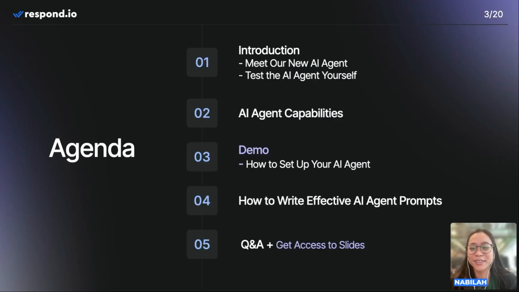Before we jump into the good stuff, I want to go through the agenda we have for you today. It's very simple and very quick. We're going to do five things. The first one, introduction. You'll get to meet our new AI agent and even test it for yourself. Second, we're going to cover some of the capabilities our AI agents currently have. Third, let's learn how to set up an AI agent together. Then we're going to go into writing effective AI agent prompts. And last but not least, some Q&As from everyone.